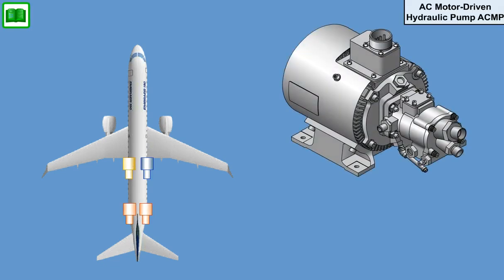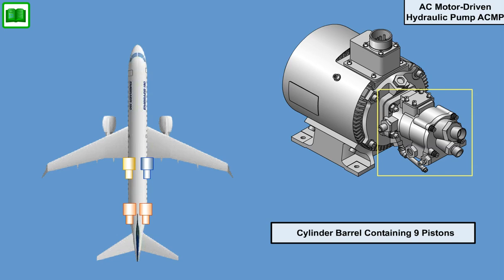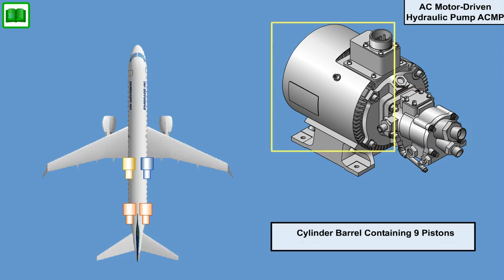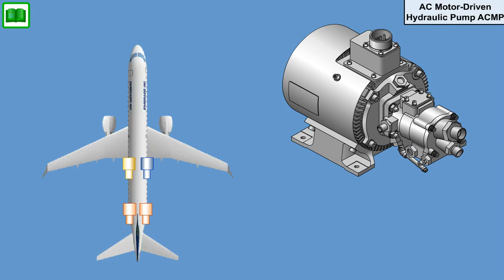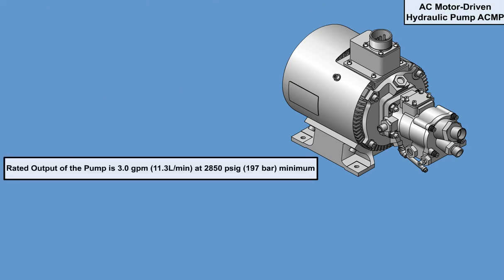The AC motor-driven hydraulic pump, ACMP, is an axial piston-type unit. It has a cylinder barrel containing 9 pistons, which are driven by a 115/200-volt AC 400 Hz electric motor. Operation of the AC motor-driven hydraulic pump is similar to the operation of the engine-driven hydraulic pump. The rated output of the pump is 3.0 gallons per minute, 11.3 liters per minute, at 2850 psig, 197 bar minimum.